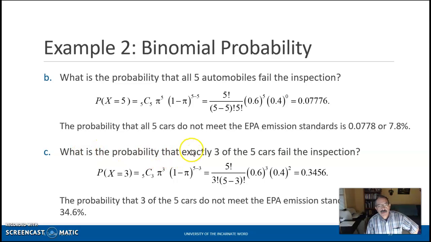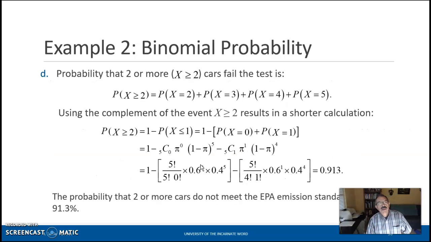Now, the next question is, what is the probability that exactly 3 of the 5 cars failed the inspection? In this case, we have the probability that the random variable is equal to 3. We need to figure out how many sequences of 3 cars failing the test there might be in 5 cars being tested. Since there are 3 successes, the probability of success is to the 3rd power, and the probability of failure, which is the car passing the test, will be to the power 5 minus 3, because if 3 fail, 2 must pass. Again, you expand the combination formula, carry out the calculation, and find that the result is 0.3456. So the probability that 3 of the 5 cars do not meet the EPA emission standard is 0.346 or 34.6%, where I rounded this number. All right, so this is the answer to part B.